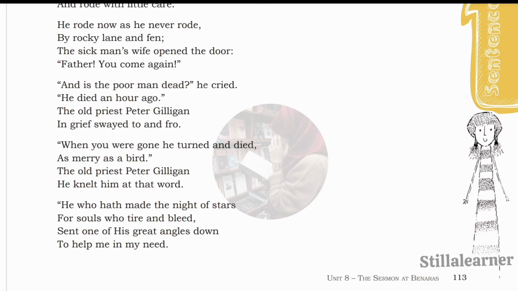Now he ran to his house. When he knocked at the door, his wife opened the door and said, Father, you come again. Then Peter Gilligan was thinking that I didn't visit before. Why is she saying so? Then he asked, is the old man alive? Then his wife said that he died an hour ago. As soon as you turned towards the door, he died. He was happy when he was dying. So, by listening to the words of his wife, the father, means Peter Gilligan, felt happy.